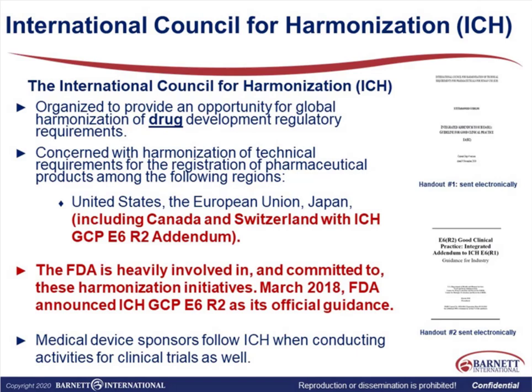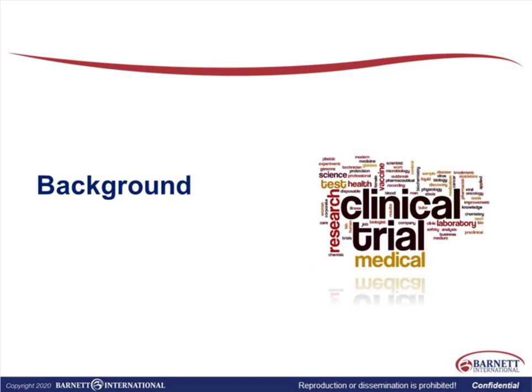I have here 2 documents that are important. They've been sent to you electronically, and I've numbered the handouts. These documents actually are going to be the same document, even though one was presented or published by ICH. It's the ICH GCP E6 R2 addendum, and then the FDA also came out with this same addendum that they agreed with in March of 2018. So I'm going to be referencing these documents today.